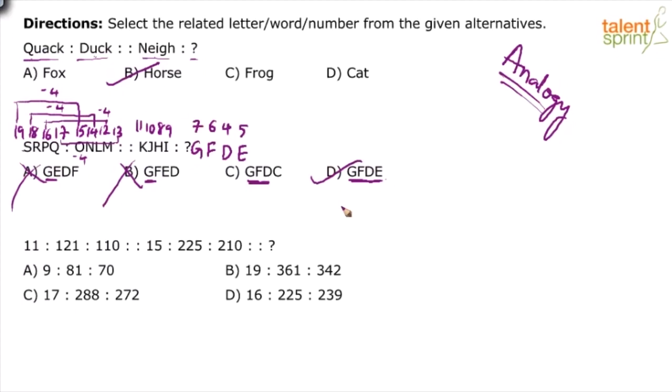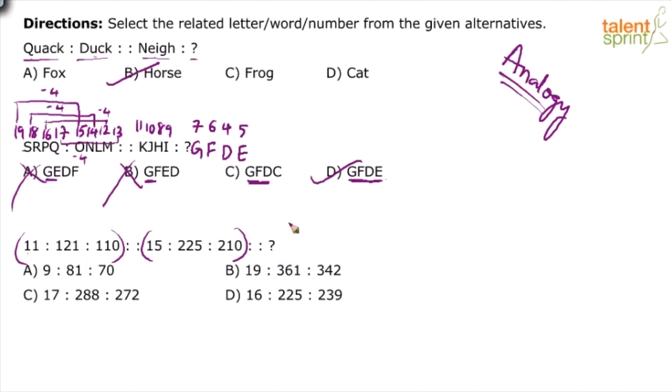Move to the third one, based on number analogy. So here you have got three numbers, basically a triplet in each set here, right? 11 is to 121 is to 110. In a similar way, 15 is to 225 is to 10. In a similar way, what will come in place of question mark? So there is some relationship between the three numbers here. We have to establish that relationship and find out which option satisfies the same here to replace the question mark.